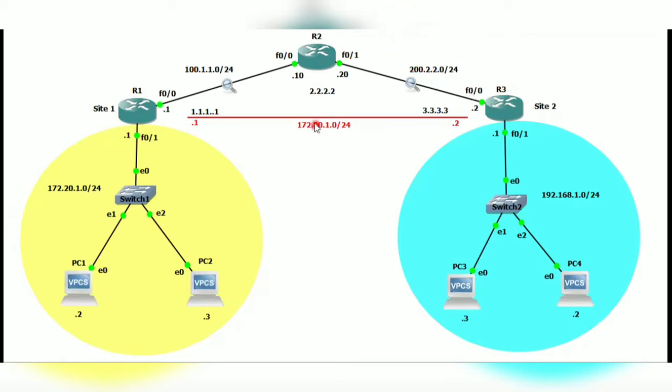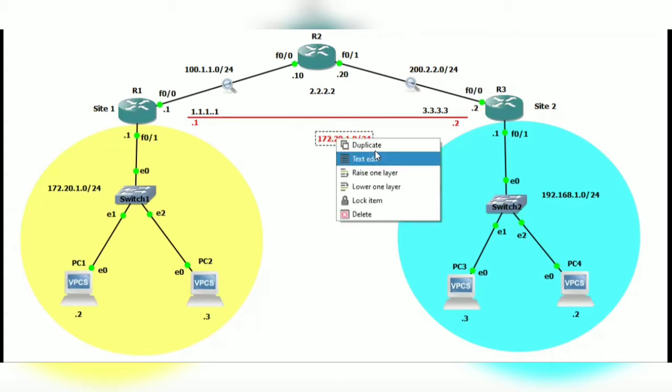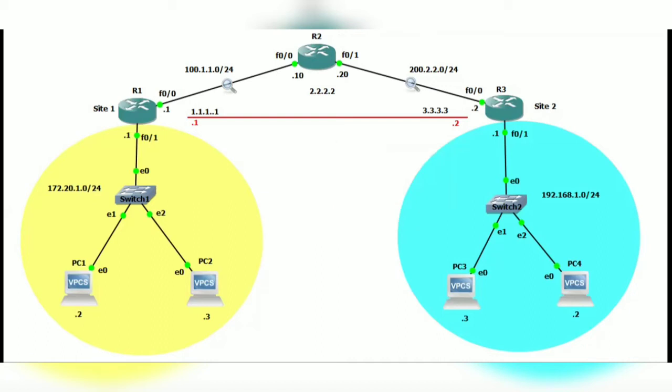I think I need to change the tunnel IP, because site 1 has 172.200.1.0, so I cannot use the same network here. So I'm going to delete this and add a new network here. Let's say 10.1.1.0/24. So this is going to be our tunnel network.